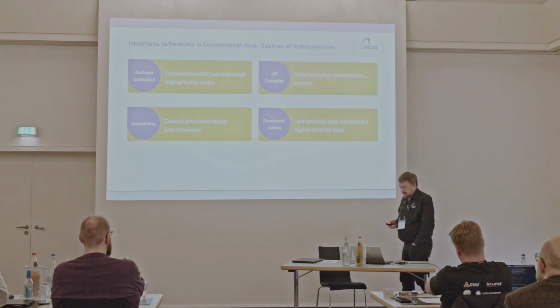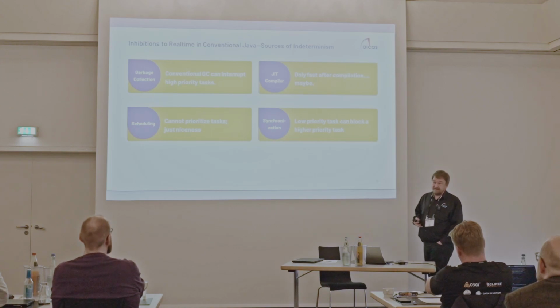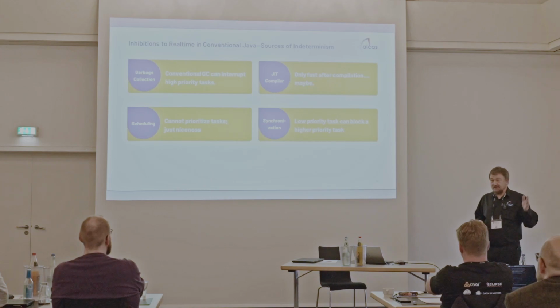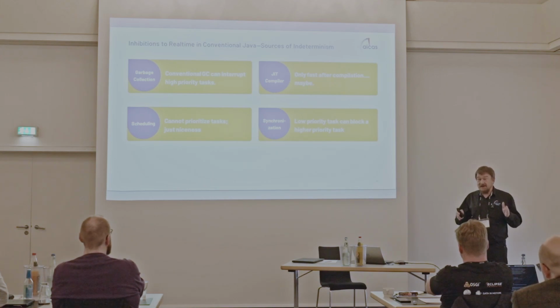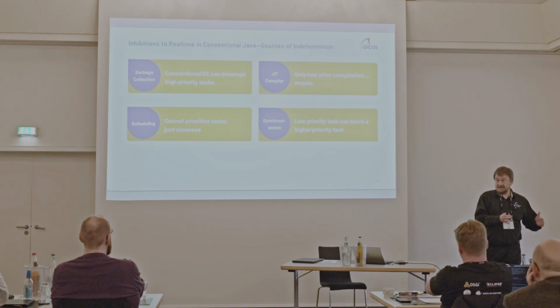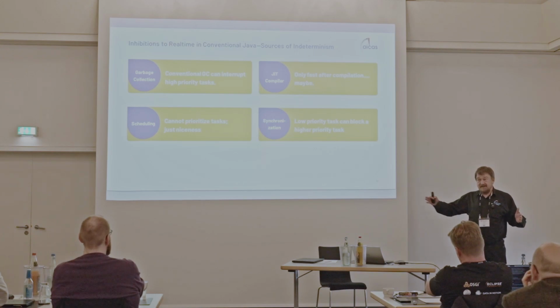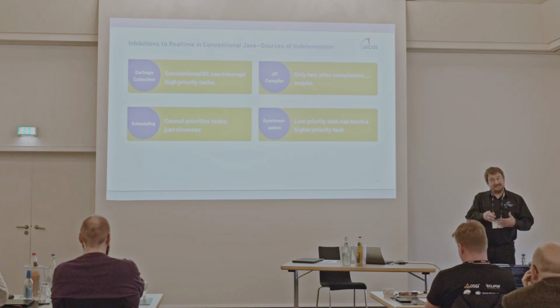The JIT compiler is another inhibitor to real-time response because, if I interpret code, it may be slow, but I know how long it takes. If I compile code with an ahead-of-time compiler, it's faster, and I also know how long it takes. If I have a JIT, all my bets are off because sometimes it takes longer than interpreting the code. And I don't know how much longer because that depends on what's going on in the system.